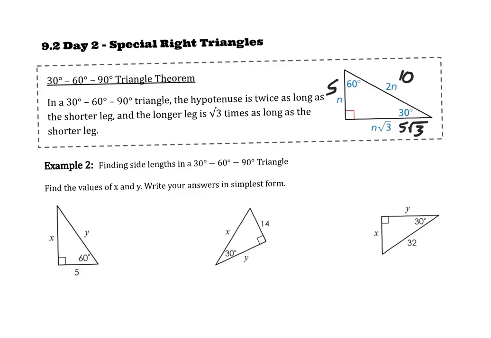So I might give you the short leg, and then I can find the other 2 pretty easy. Sometimes I'm going to give you the long leg. Sometimes I'll give you the hypotenuse. So we're going to usually be given one side. We have to look and see what side it is that we're given, how we're going to use that to find the other 2. And that's going to be typically our goal, is to find the other 2 sides.